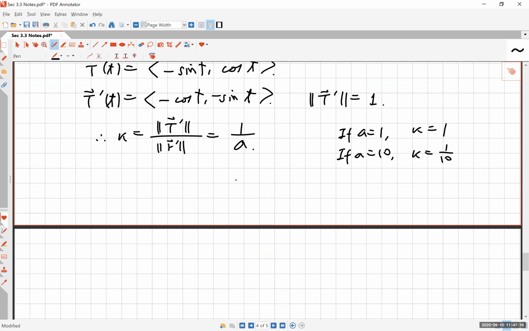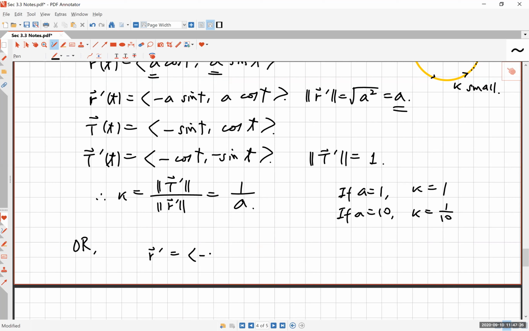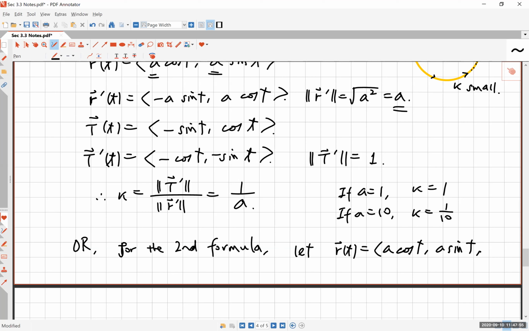That's called the total curvature. All right, let's use the second one. You found r prime. To use the second formula, we have to use a cross product, right? So that means you want to let r of t be a cosine t, a sine t, 0.